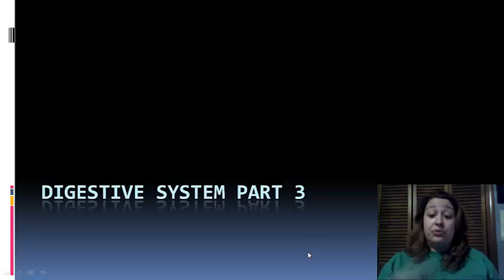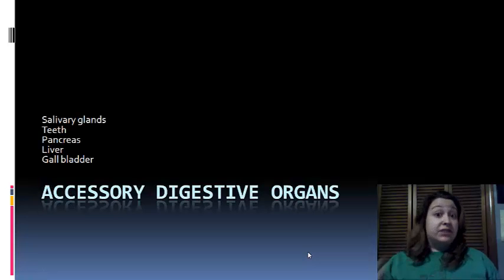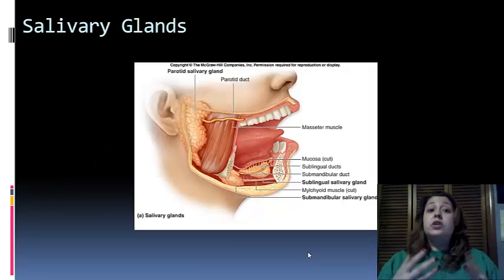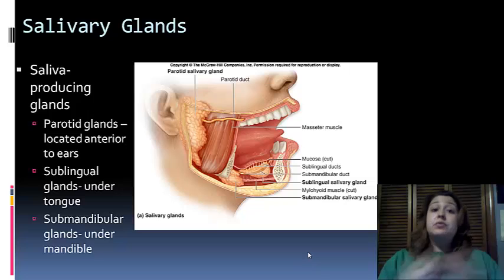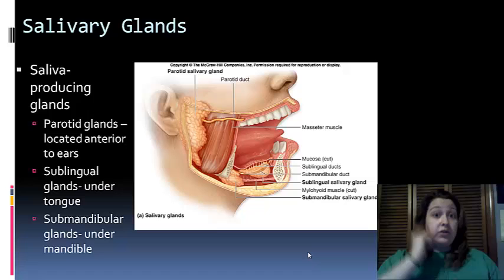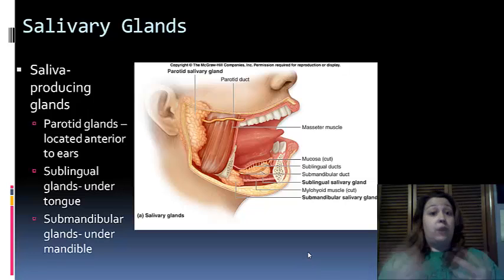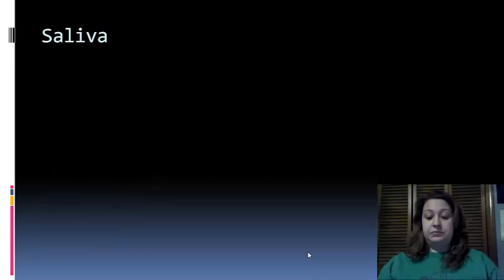Digestive System Part 3, our accessory digestive organs. First, we're going to talk about our salivary glands. We have 3 of them, and these produce saliva. We have our parotid gland, which is right in front of our ear, our sublingual, which is right underneath our tongue, and our submandibular, which is right underneath our mandible.